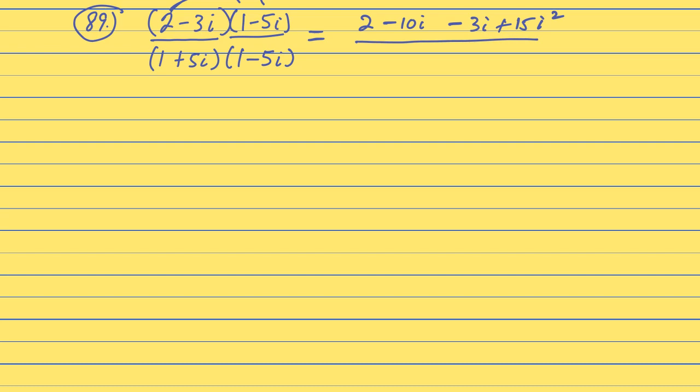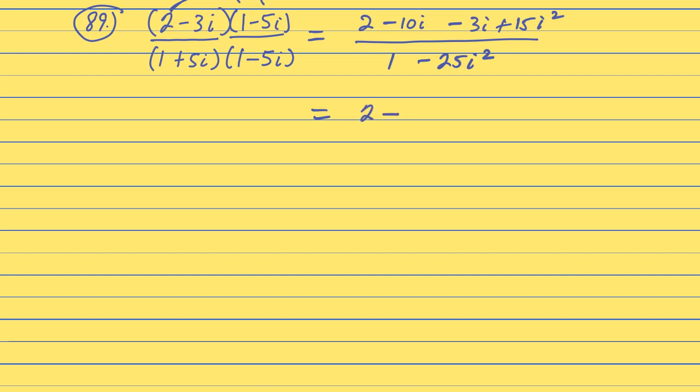Divided by, and we notice anytime that we have 1 plus 5i and 1 minus 5i, in other words, we have the same a value, in this case 1, and the difference in b values, the middle term is going to cancel. So you have 1 times 1, and then 5i times negative 5i, which gives you negative 25i squared. Remember that i squared is equal to negative 1, and then we're going to also combine like terms.